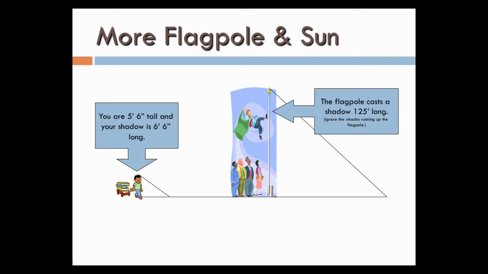Shorter. Why? Because if you look at the 5'6" and 6'6", 6'6" is longer than the shadow. Good. Your shadow is longer than you are tall, so therefore the flagpole shadow has to be longer than it is tall. So that's the first check. You should get an answer less than 125. Then make sure you get a reasonable answer. If you come up with something like 2 feet, you probably did something wrong.